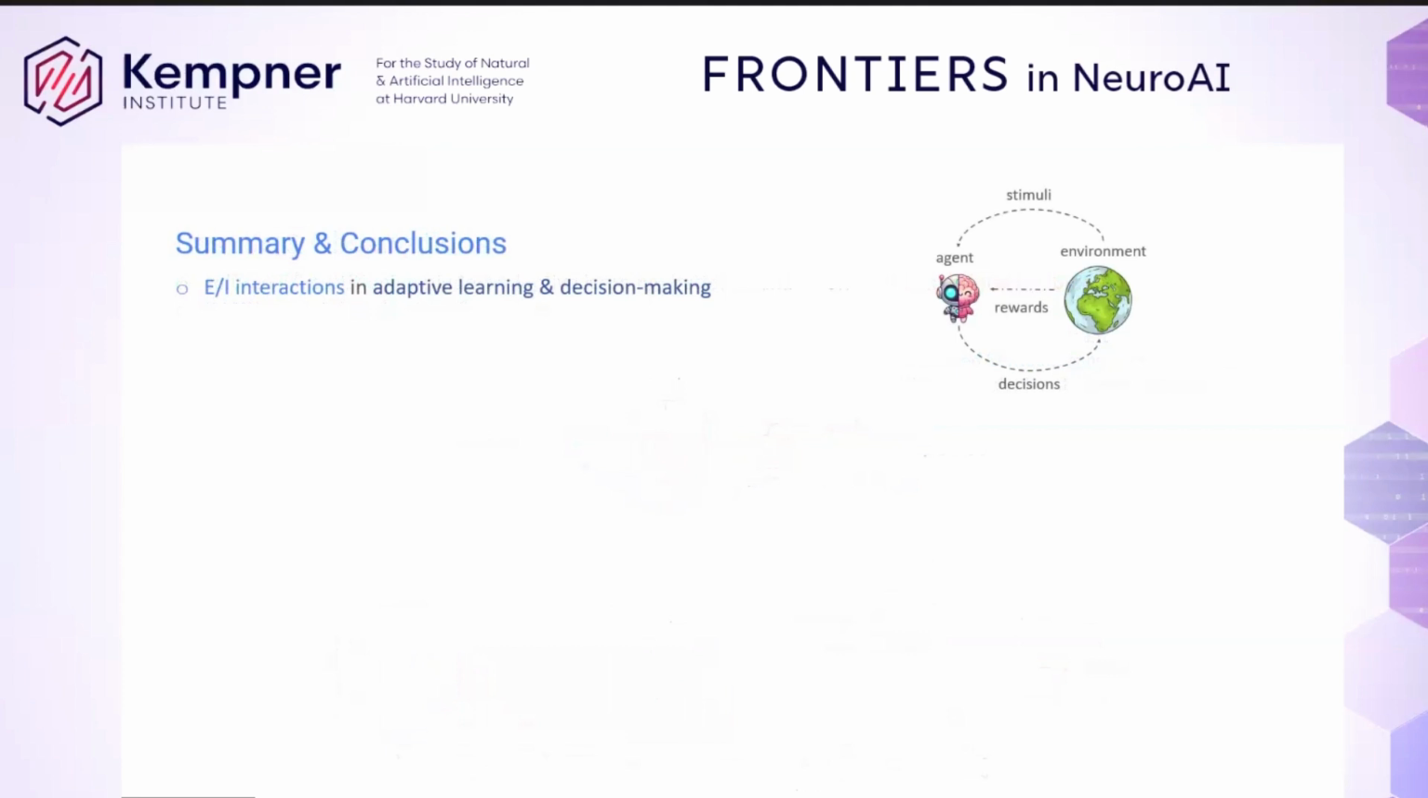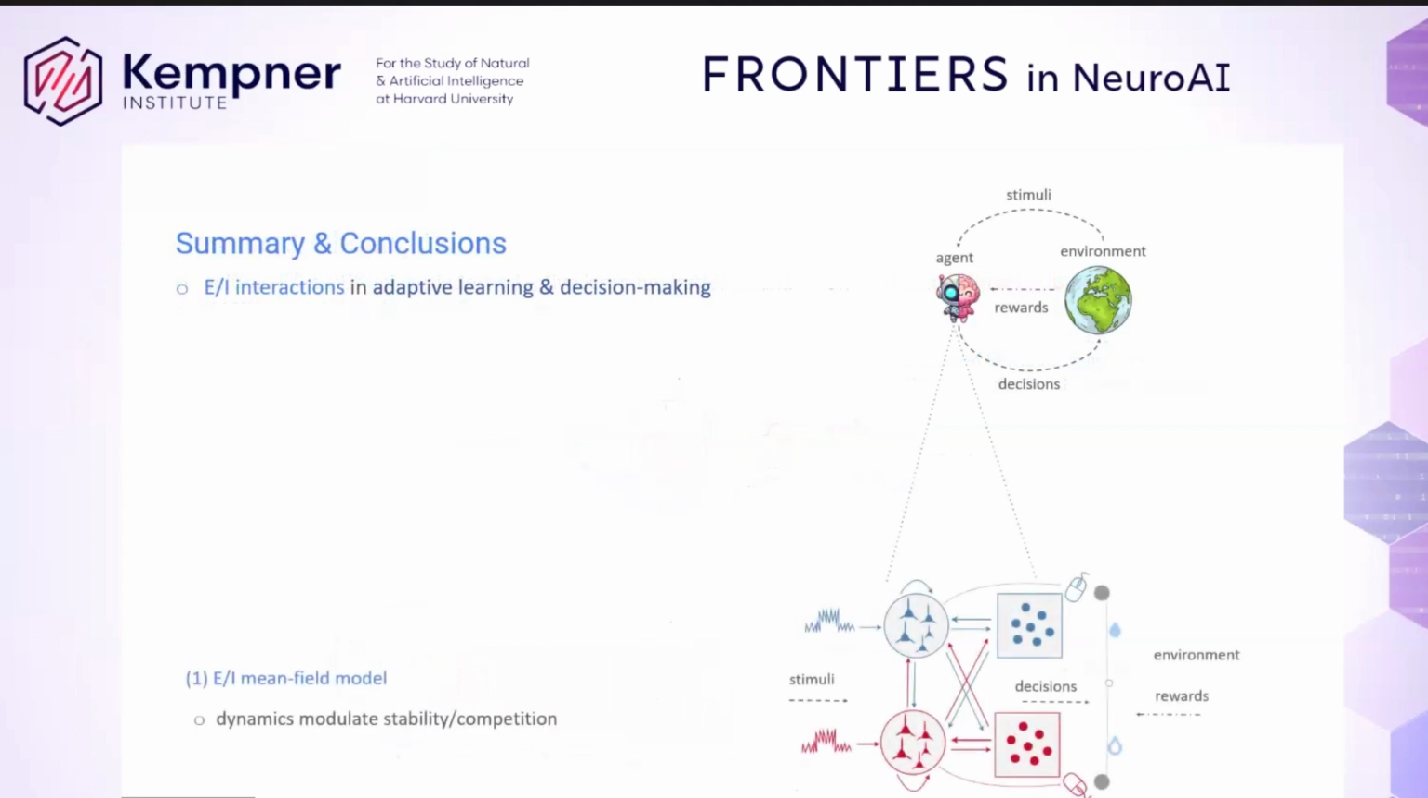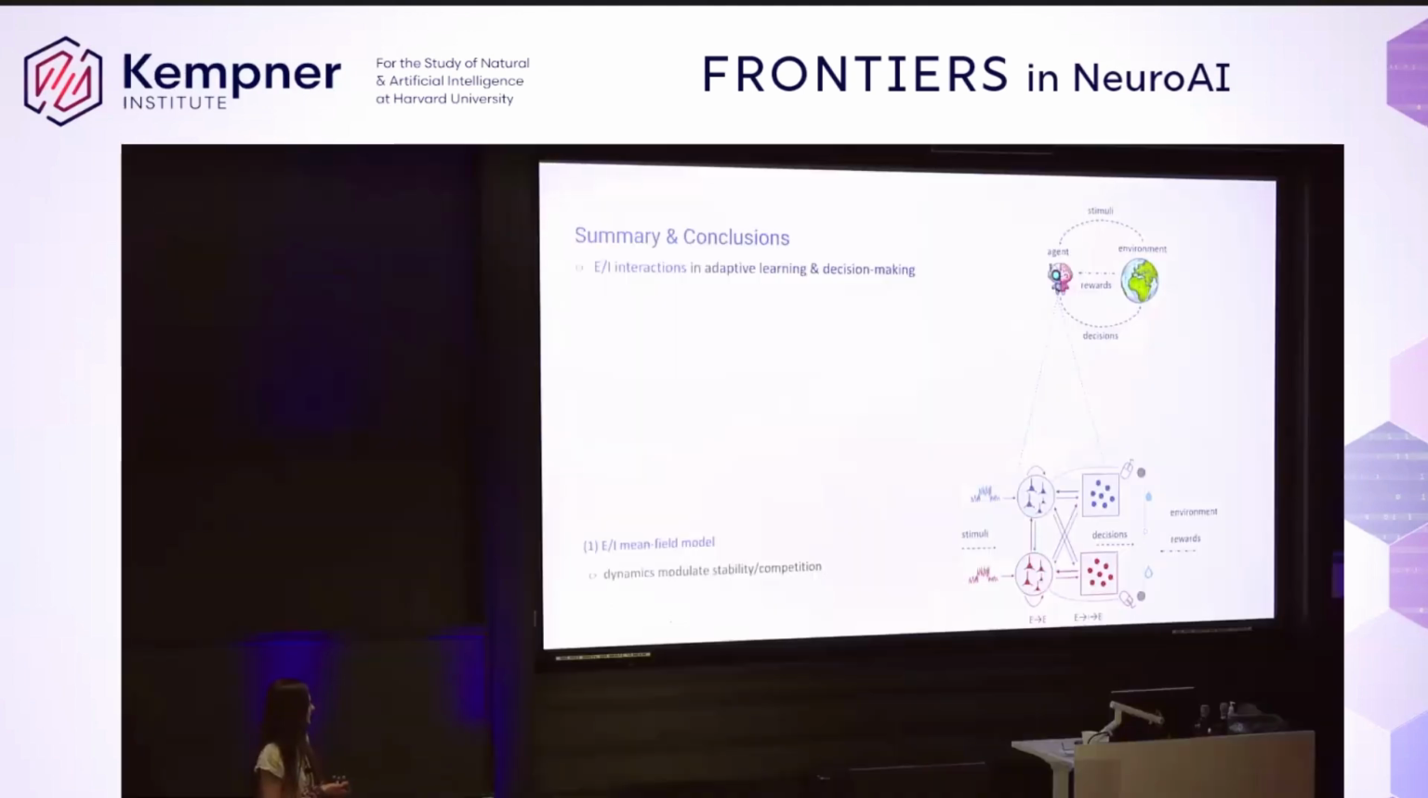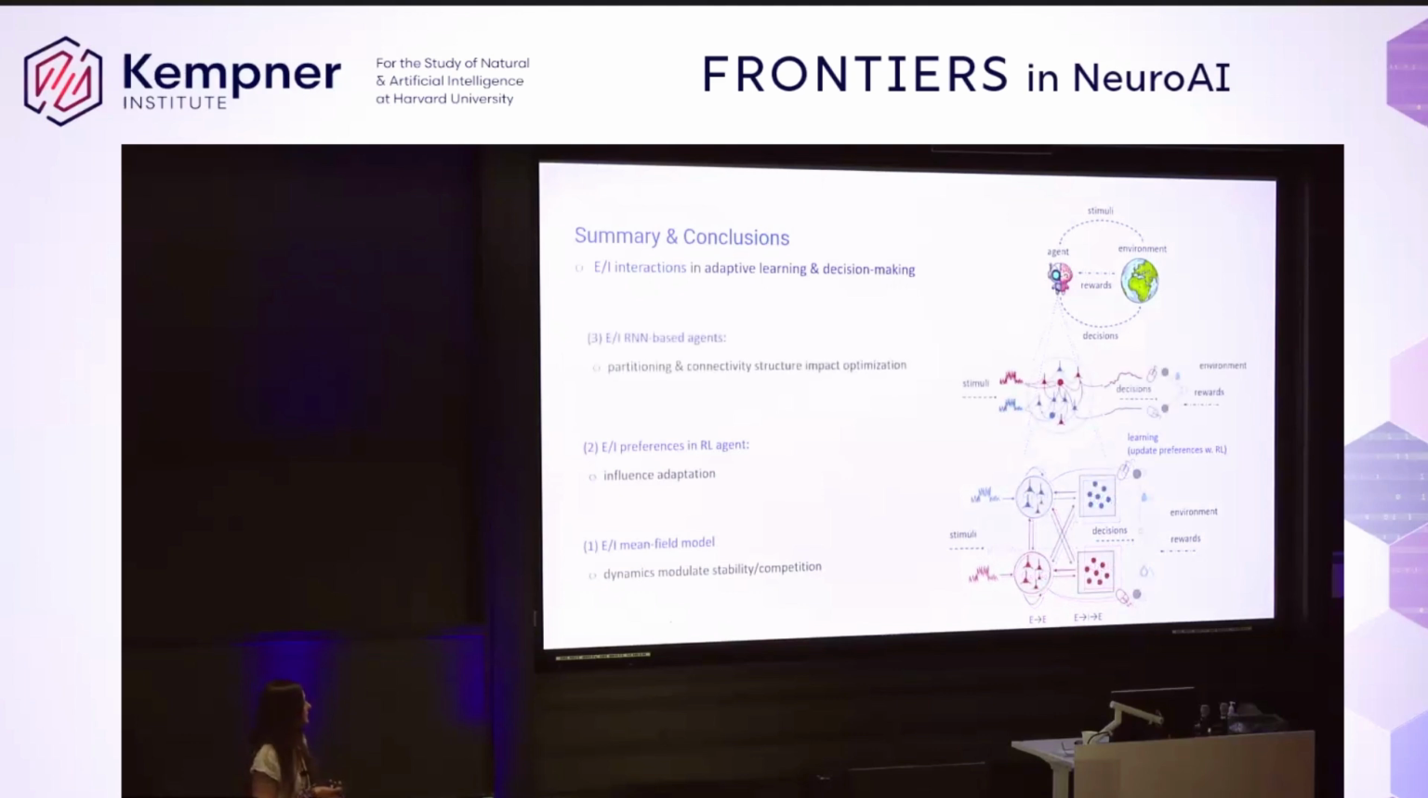Finally, to summarize, we explored the EI interactions in adaptive decision making. Using an EI mean field model, we saw that these dynamics modulate between stability and competition. When we embed them in the preference function of an RL agent, we saw that these interactions affect behavioral adaptation to dynamic environments, dynamic tasks. And in EI RNN-based agents, we saw that this EI partitioning of the latent space of an RNN and the connectivity structure actually impacts optimization.